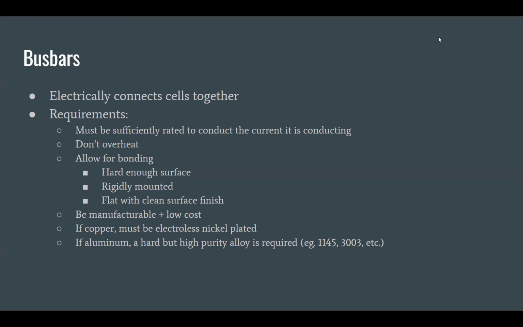Also, a big requirement for bus bars is that they should be flat. I didn't think I'd have to specify that, but the water jet is very strong, and it bent most of our bus bars when we cut them. We didn't think it was going to be a huge issue, and then it ended up causing a lot of problems when we were bonding and elsewhere.